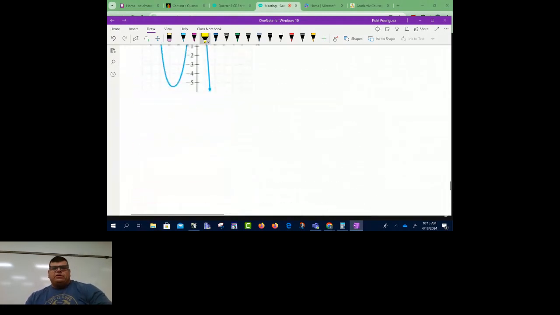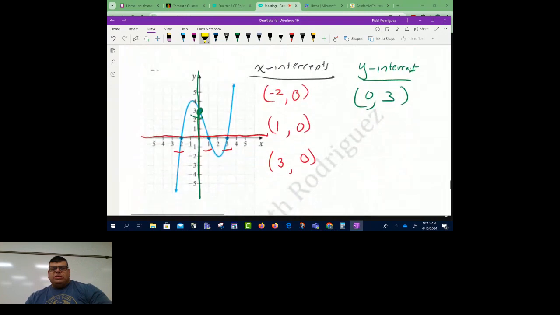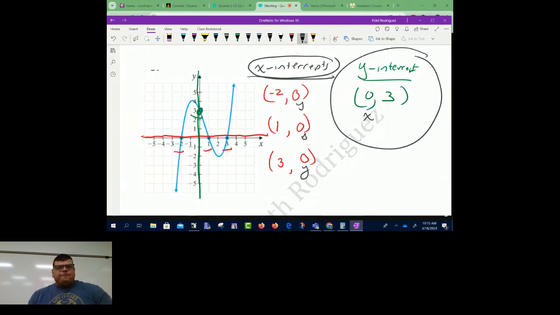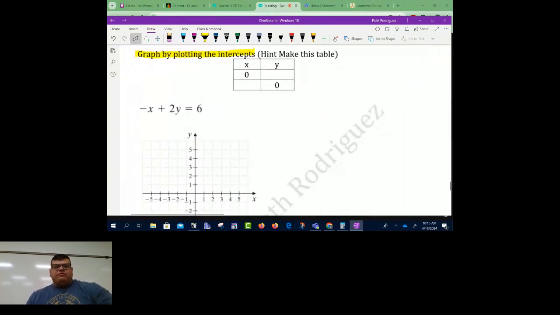Y'all, I'm going to scroll back to what we were doing right now. Remember when we did our intercepts? Y'all, when we were finding the x-intercept, remember the y number was always 0? And when we were finding the y-intercept, remember the x number was 0? That's what this table here is telling me to do, y'all. Okay, so we're going to make a table, and we're going to find a couple of points. I'm going to call this point A, and I'm going to call this point B. Okay, and we're going to go through the process and see if we can't figure this out.